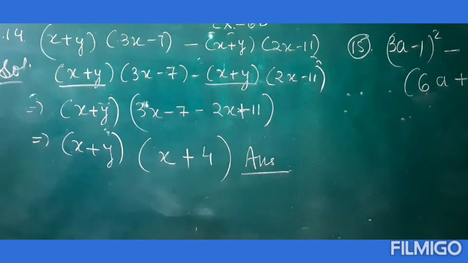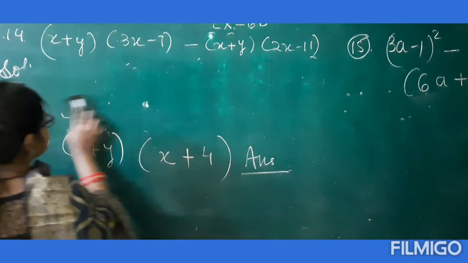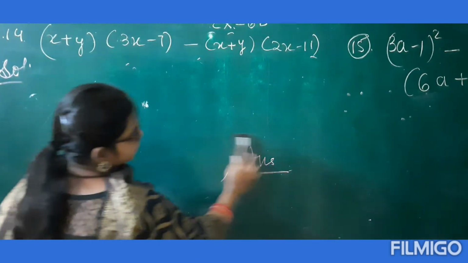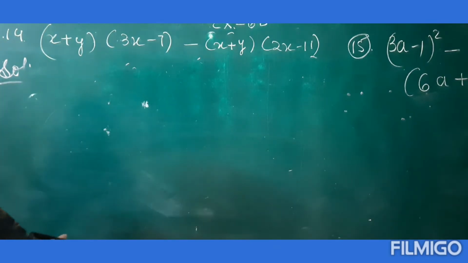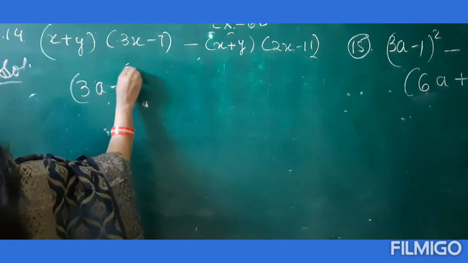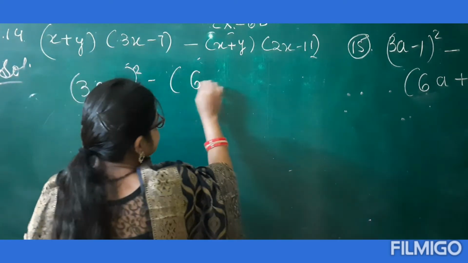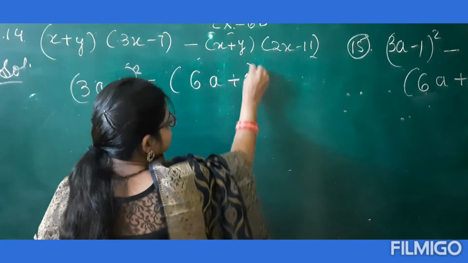The next question here is 3a minus 1 whole square multiplied by minus 6a plus 2. 3a minus 1 whole square minus 6a plus 2.